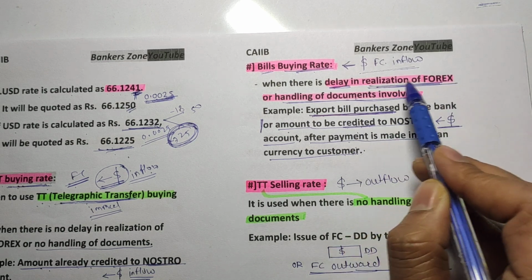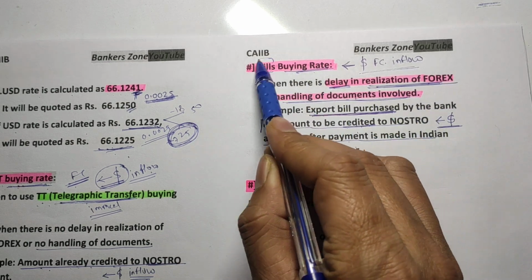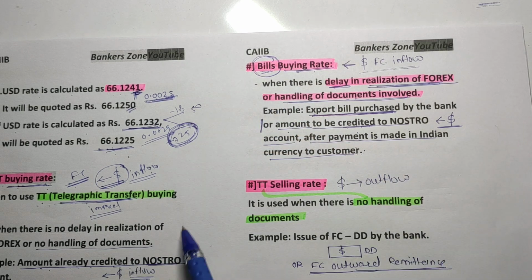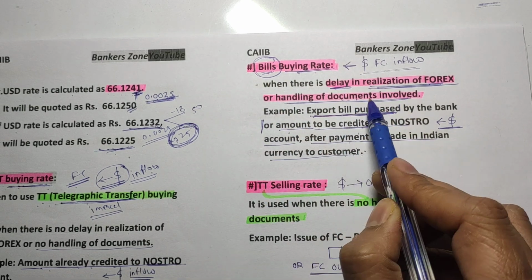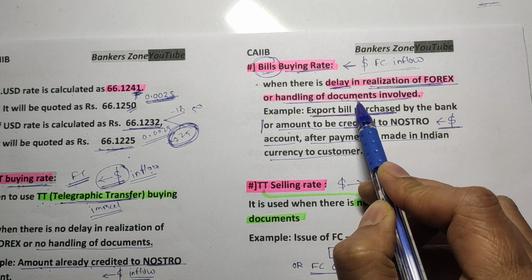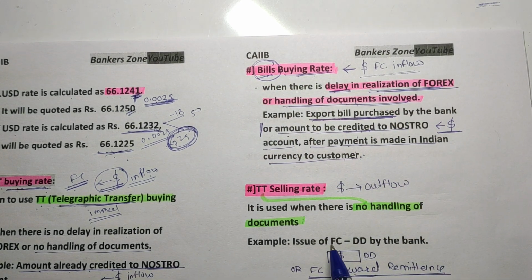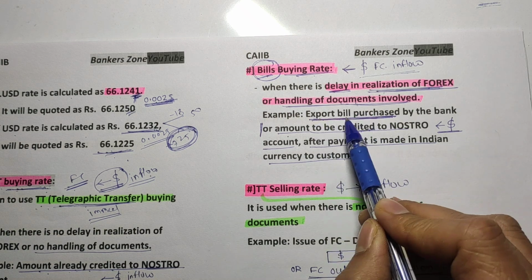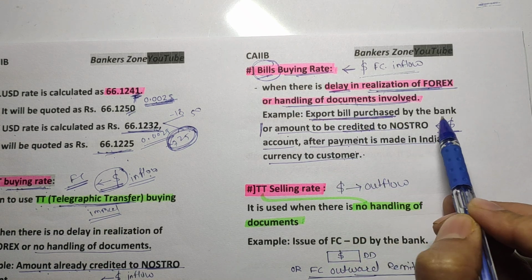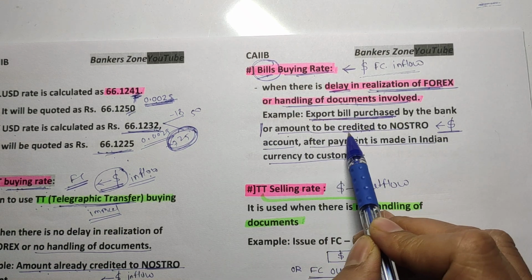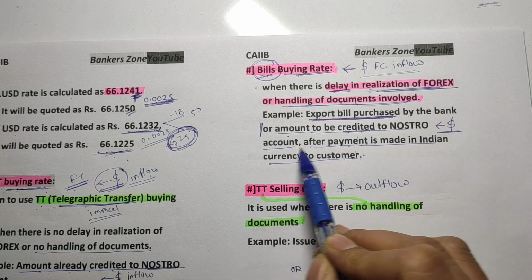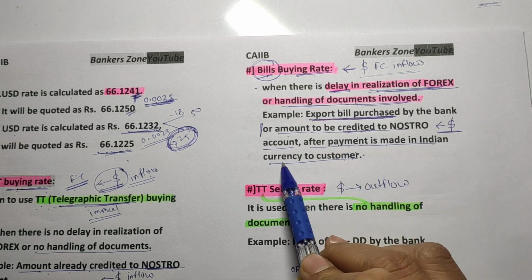And when there is a delay in the settlement, we have to use the word bills, because bills are basically the documents, and when there is document involved, there will be a delay, and that's why you have to use the word bills. Okay, for example, export bill purchased by bank or amount credited to Nostro account after the payment made in Indian currency to the customer.